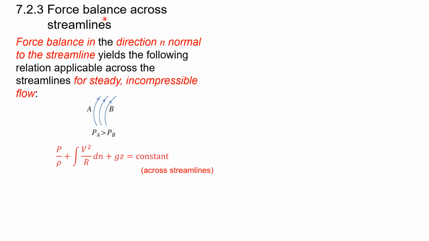If there is a force balance across the streamline, a force balance in the direction tangent and normal to the streamline, the following relation is applicable across the streamline for steady incompressible flow. Okay, so let's say the pressure at A is more than the pressure at B. Because it's a different streamline, the values can be different. So you can still use this to estimate.